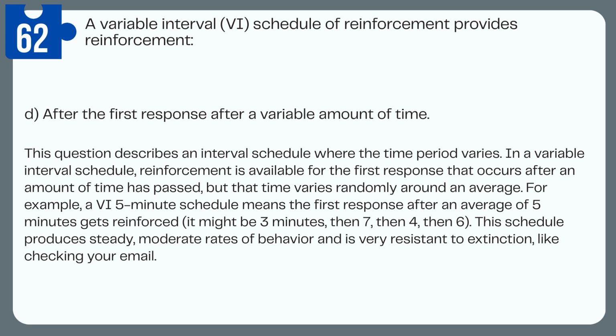randomly around an average. For example, a VI 5-minute schedule means the first response after an average of 5 minutes gets reinforced. It might be 3 minutes, then 7, then 4, then 6. This schedule produces steady, moderate rates of behavior and is very resistant to extinction, like checking your email.